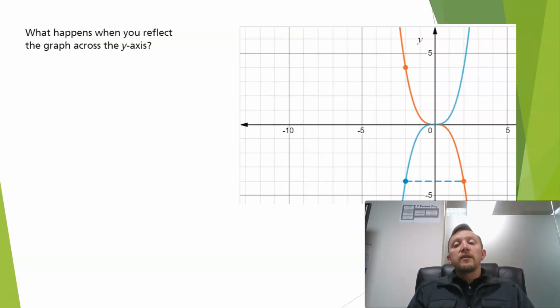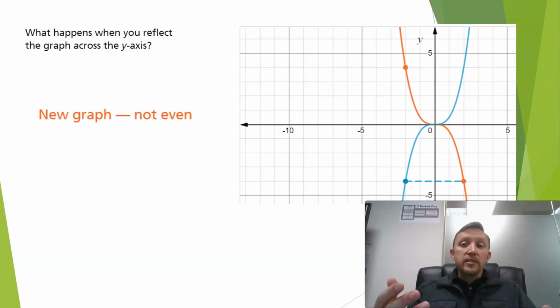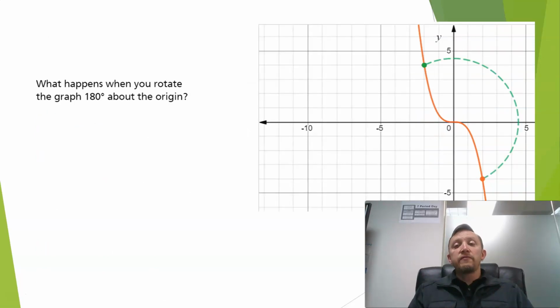All right, what did you get? Hopefully you got that if reflected over the y-axis, it's not the same graph, so it is not an even function. But hopefully you saw that if you rotated this about the origin, it would be the same graph. And so this is an odd function.